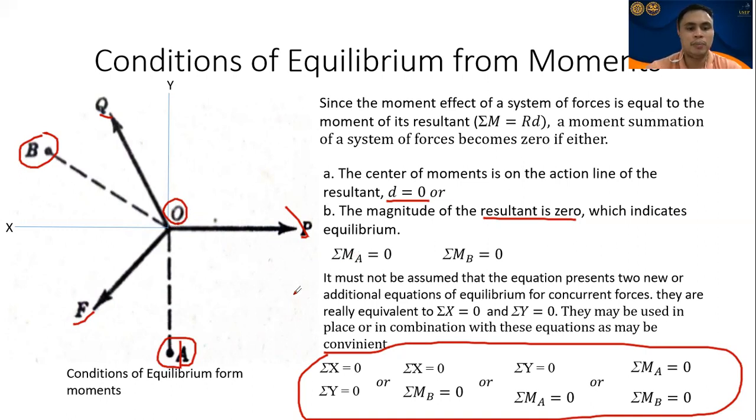So here, class, what we will prove is if we take the summation of moment at A, which as you can see lies on the y-axis, will it be equal to 0? Okay? So we have forces P, Q, and F. The components of F are F of X and F of Y. Q also has Q of X and Q of Y, right?